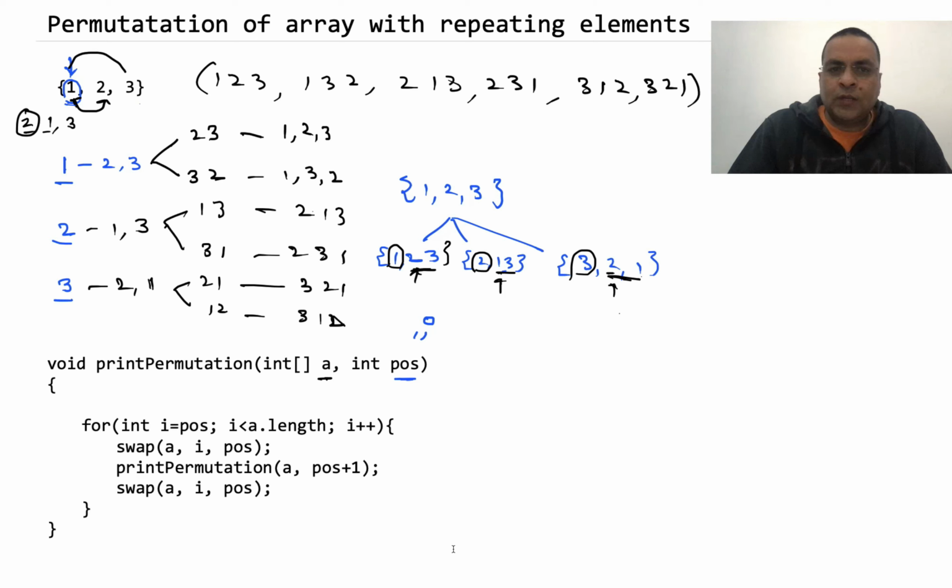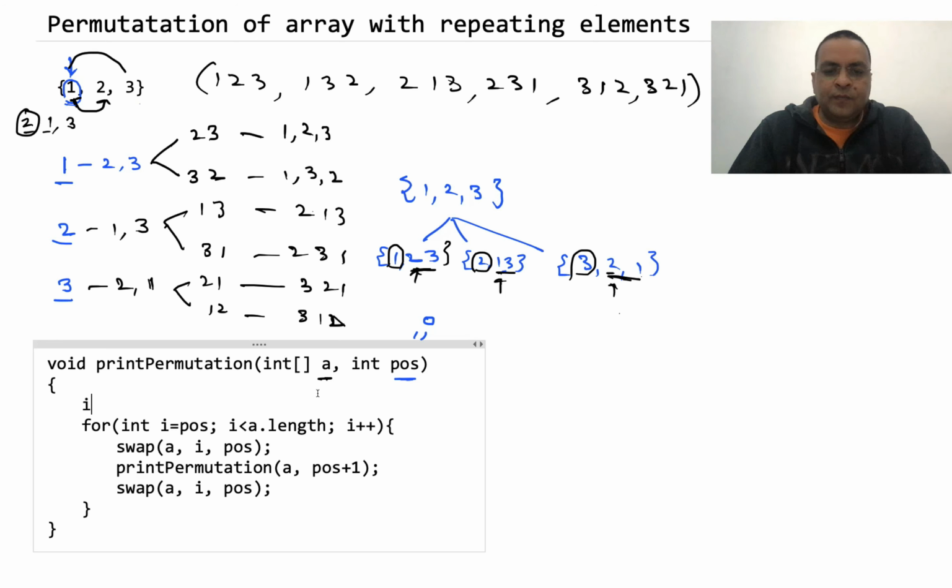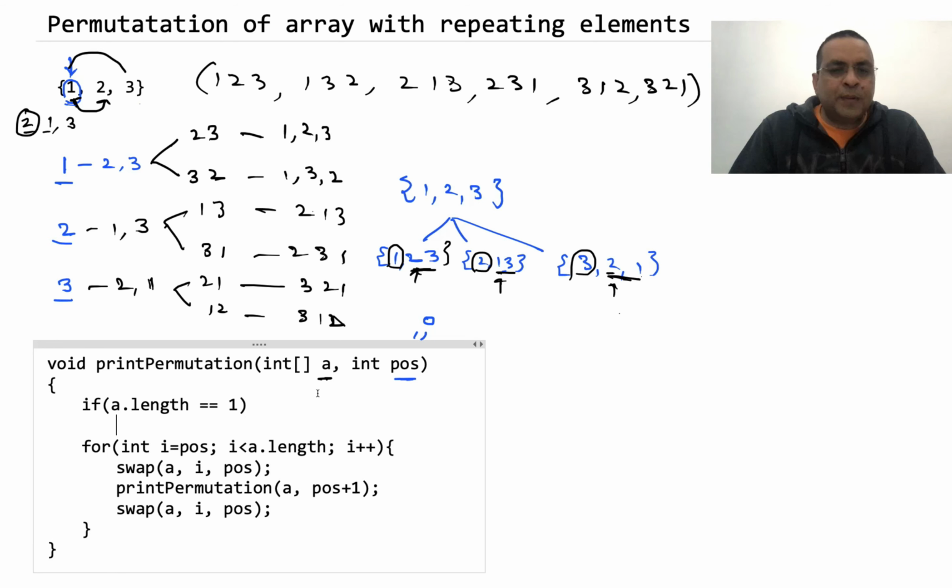In recursion, there are two things. One is to get the recursion logic correct, and second is to get the terminating conditions, or the base conditions, correct. So where is it that we terminate? If the array has only one element, then there is only one possible permutation of the array. So a single element has only one permutation. So we can say that if a.length is equal to 1, then just print the array.